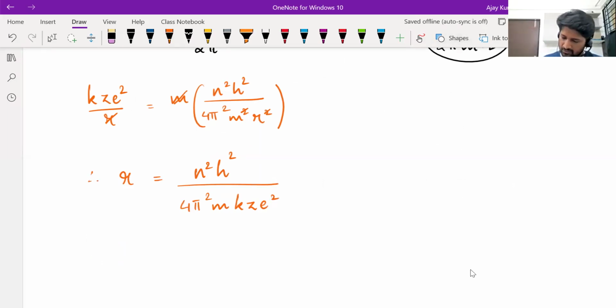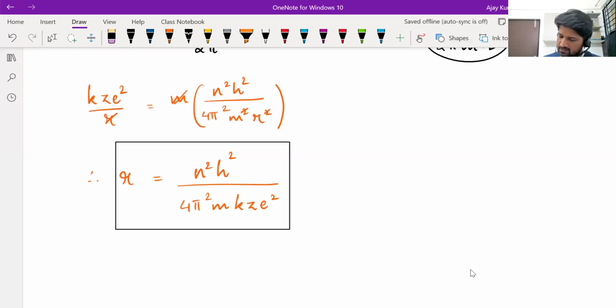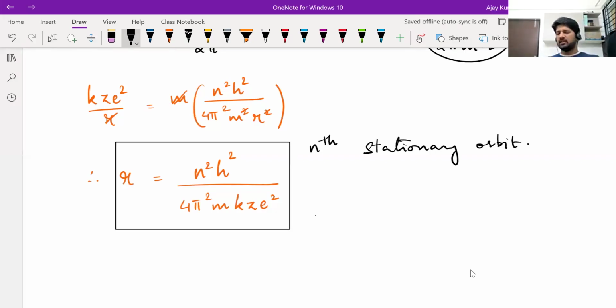So this is the expression for the radius of the nth stationary orbit in which an electron can revolve. Okay, n can be any integral value starting from 1, and so on. If n is equal to 1, we call it the first orbit. N equal to 2, second orbit, and so on.